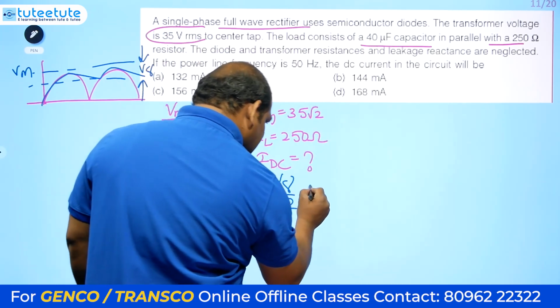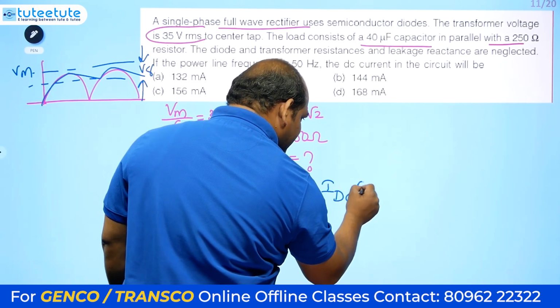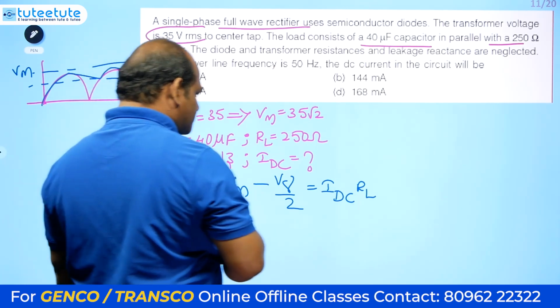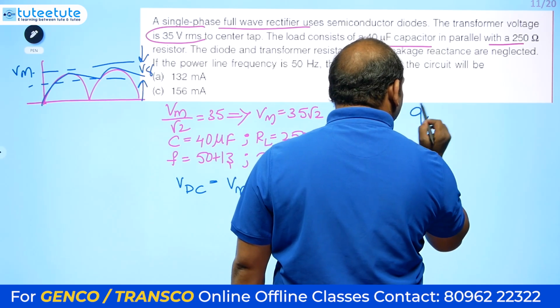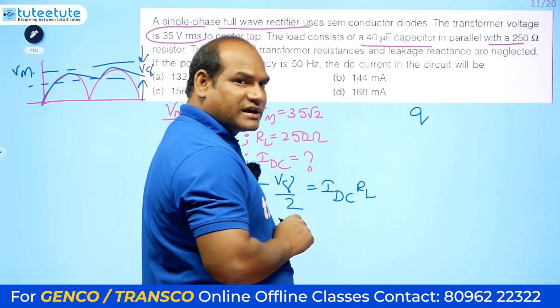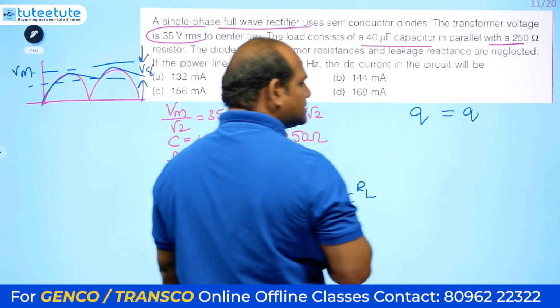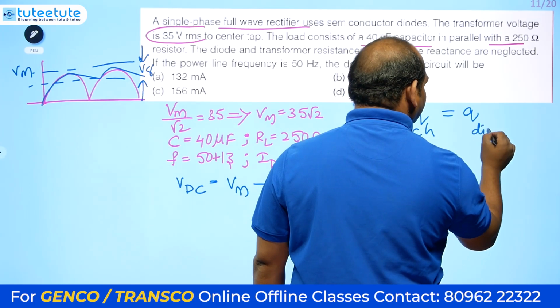And this VDC, the output DC voltage, is nothing but DC current into the load resistance value. Like this we can write. Now, according to the concept, the charge gained by this particular capacitor is equal to the discharging charge. This is for charging, this is for discharging.